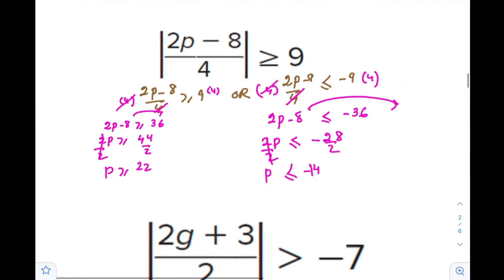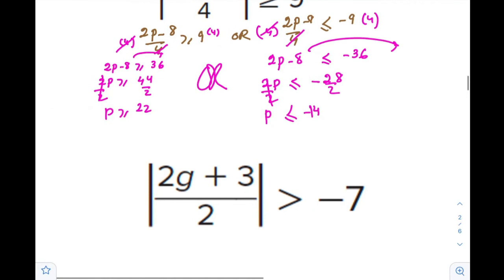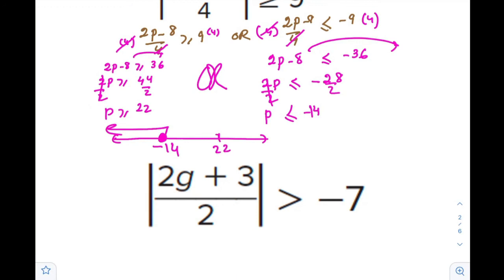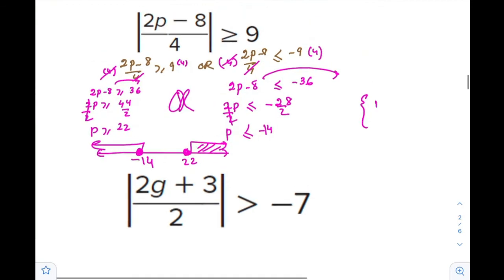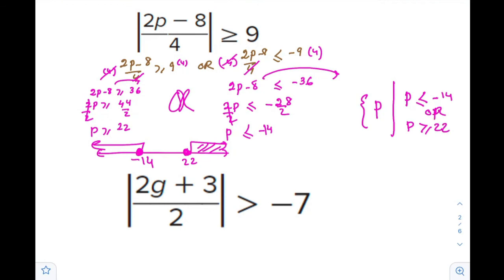Remember, this is OR. So we have here minus 14 and less, 22 closed circle and more. So the solution will be variable p such that p is less than or equal to minus 14 or p is more than or equal to 22.